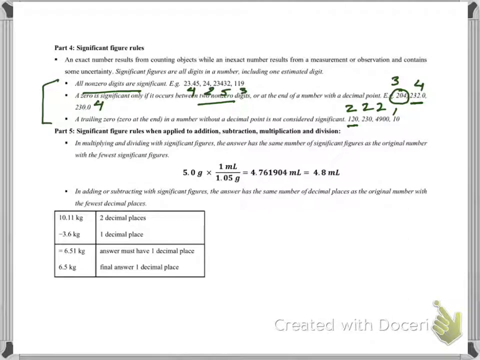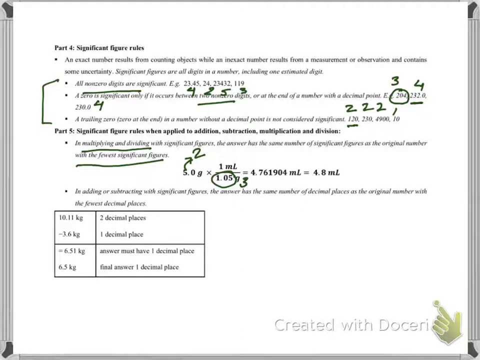What it means is, now how do you apply these rules to multiplication, addition, subtraction, division? So the first is in multiplying and dividing, the answer has the same number of significant figures as the original number with the fewest significant figures. So here, this is the last problem. We are multiplying these two numbers to find the answer. How many significant figures are here? 2. How many are here? 3.